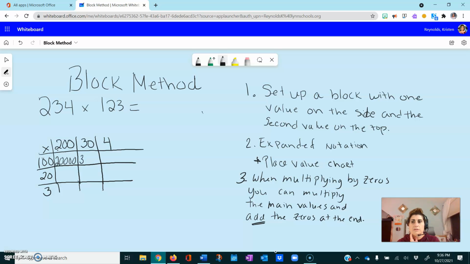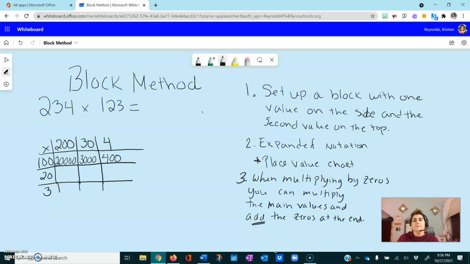And I have 1, 2, 3 zeros. So I'm going to make sure I add 3 zeros. And then I move on to my next multiplication piece, which is 100 times 4, which really is just 4 times 1. So which is 4. And not to forget, I have 2 zeros. I don't have any here to have to deal with, so I have 2 zeros.